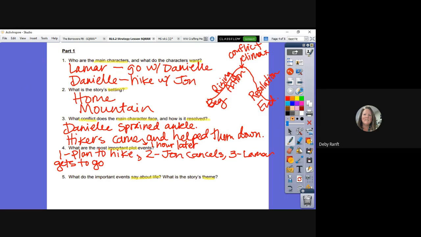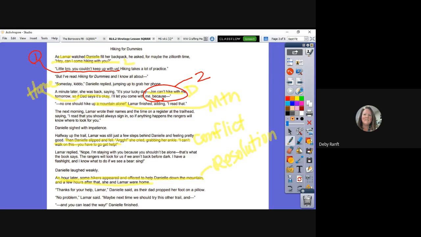Okay, what happens after that? Oh, here, I'll go back. What happens after that? They asked their dad. They did ask their dad. That is kind of what led to number three, though, right? That's what made it so Lamar could go. So now we know who's going, then what?